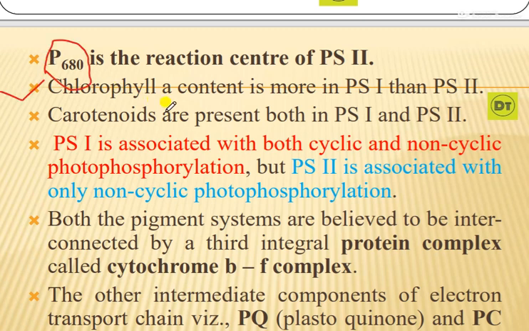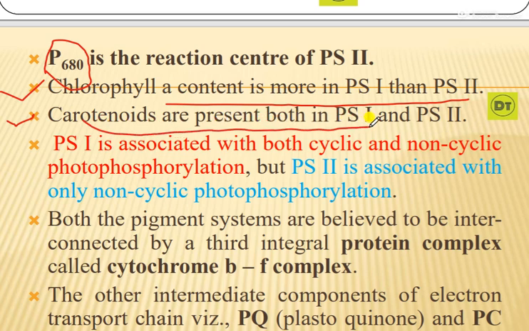Next, chlorophyll A content is more in PS1 than PS2. In PS1, the chlorophyll A content is more as compared to PS2. Then carotenoids are present in both the pigment systems.